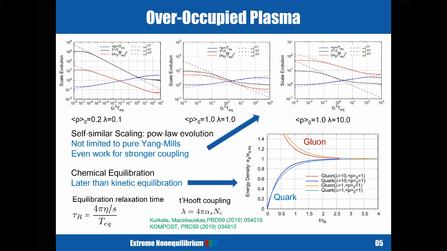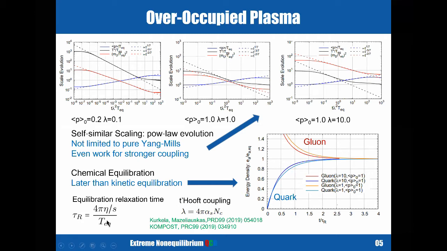We should also be interested in the chemical equilibration. So here I show the energy density evolution of gluon and quark, normalized by their equilibrium values. Eventually they reach one here. So we can see the energy density of the gluon is transferred to the energy density of the quark, which means the transfer of the energy and also the transfer of the degrees of freedom.